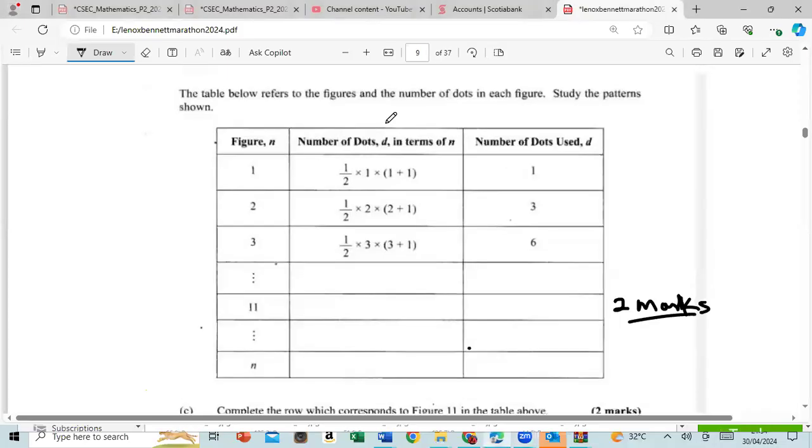Alright, so it says the table below refers to the figure and the number of dots in each figure. Study the pattern shown. You see these 3, these are the most critical part of it. For figure 1, you can see the n there, because the 1 does not change. So that one is the constant, the plus 1. So you can figure it out. They ask for 11 now, so all we are going to do is follow the pattern.